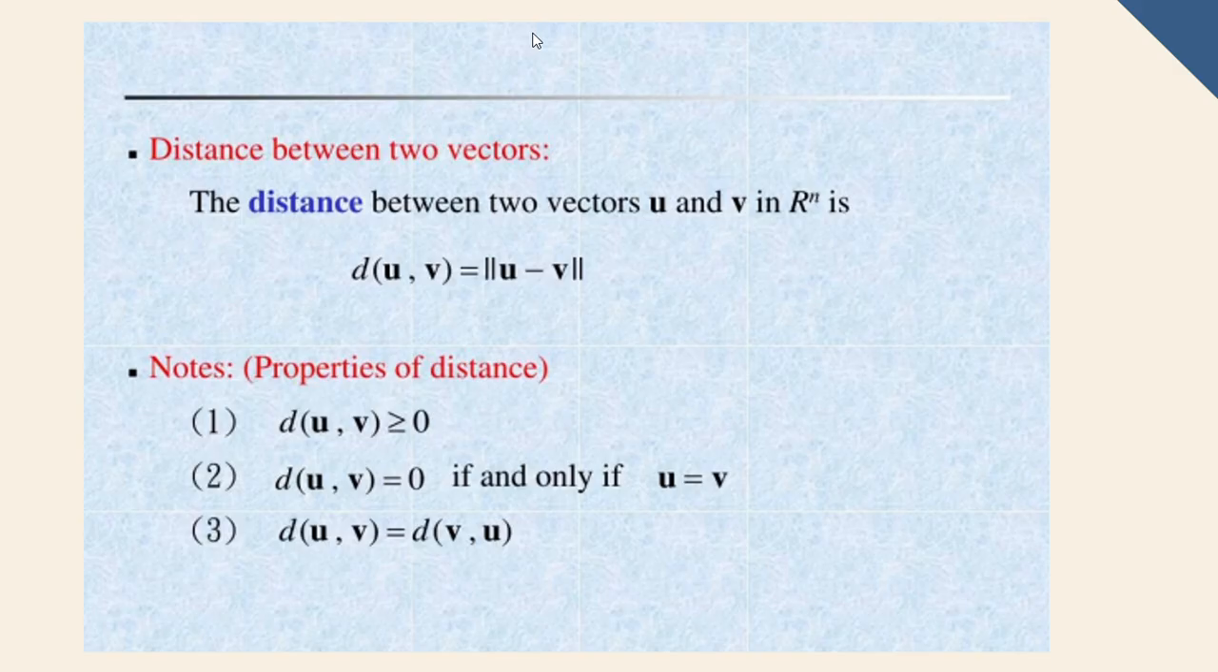Okay. Just like we can measure the distance between two points on a map, we can also measure the distance between two vectors. The distance between vector u and vector v is simply the length of their difference, u minus v. There are three simple rules about distance. Distance is never negative. The distance between two vectors is 0 only when the vectors are exactly the same. And lastly, the distance from u to v is the same as the distance from v to u. The order does not matter.